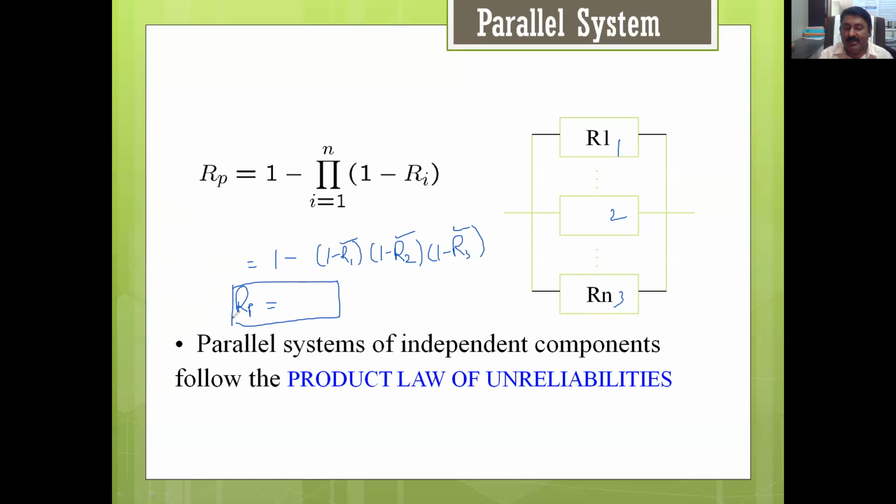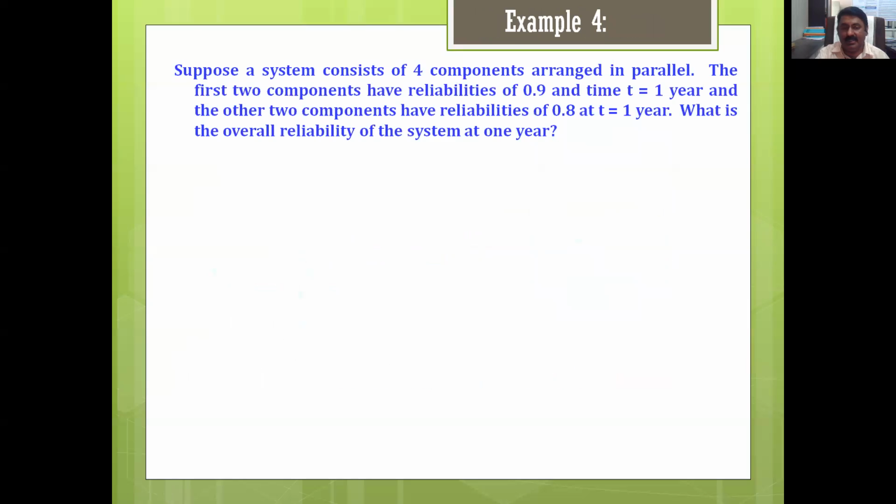In a series system, we just go for R1 into R2 into R3, the product of reliabilities, and here it is one minus the product of unreliabilities, 1 minus R_i, where i may be 1, 2, 3, 4, 5, whatever, depending upon the given data. A parallel system of independent components follows the product law of unreliability. We have discussed the product law. And friends, now without wasting time, let us have 2-3 numericals, as we solved for the series configuration also, and we will easily proceed further.